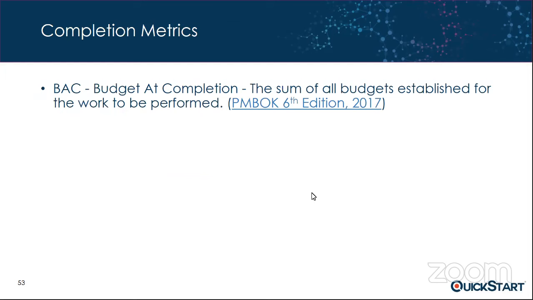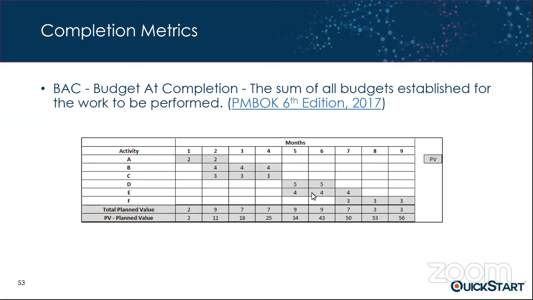Budget at completion is the sum of all budgets established for the work to be performed. This is really that planned value total. So for our project, think about it, the budget at completion, we can see now when we look at the information from this graphic exactly where that number comes from.